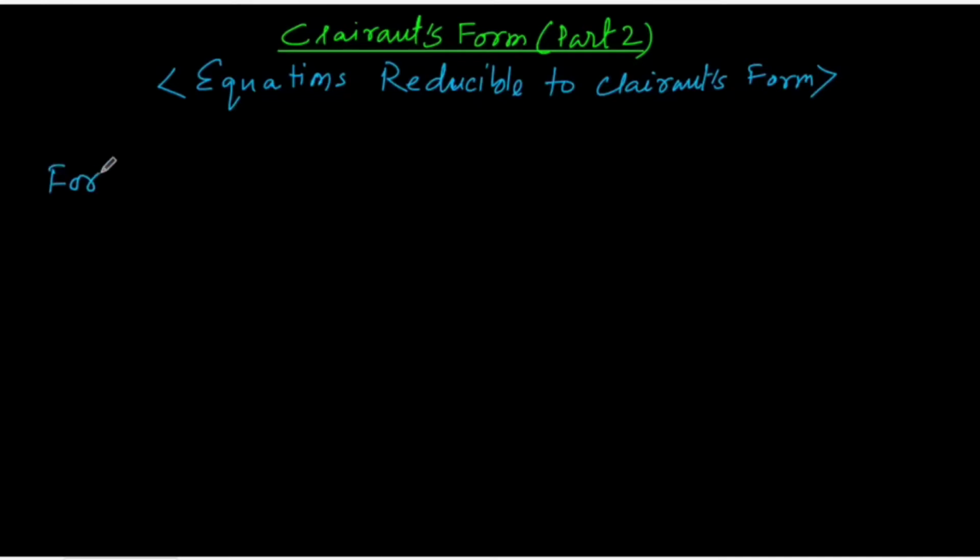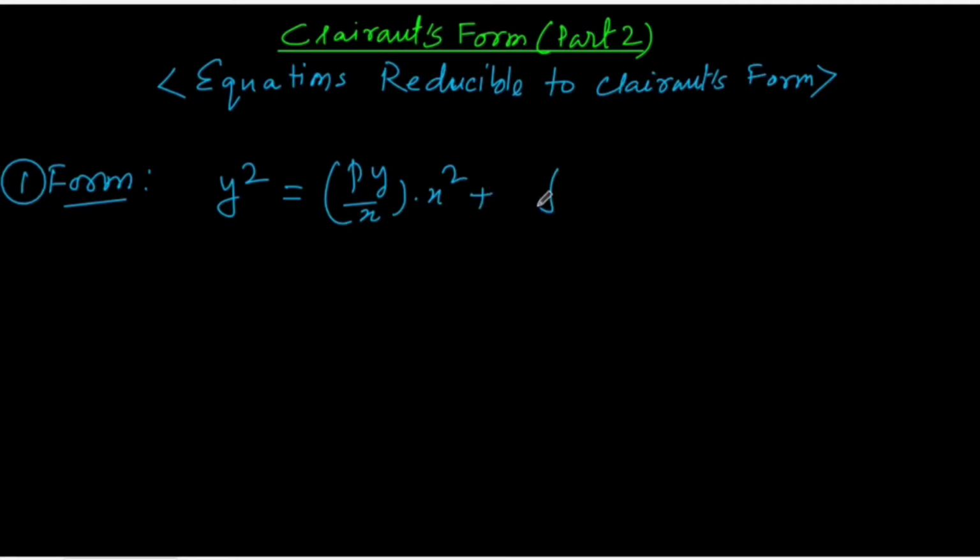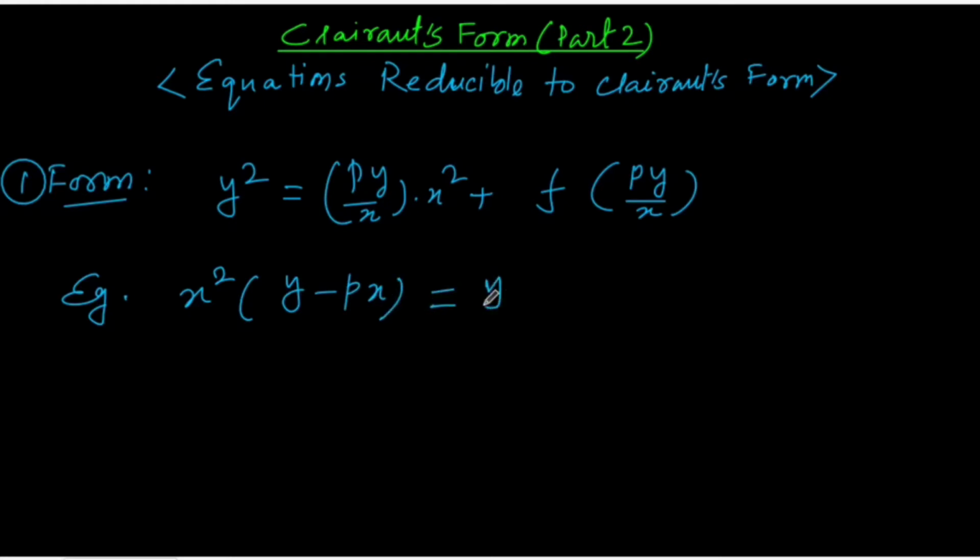The first form is y squared equals (py/x) times x squared plus some function of (py/x). Let's understand this by an example. Example: x squared times y minus px equals y p squared.